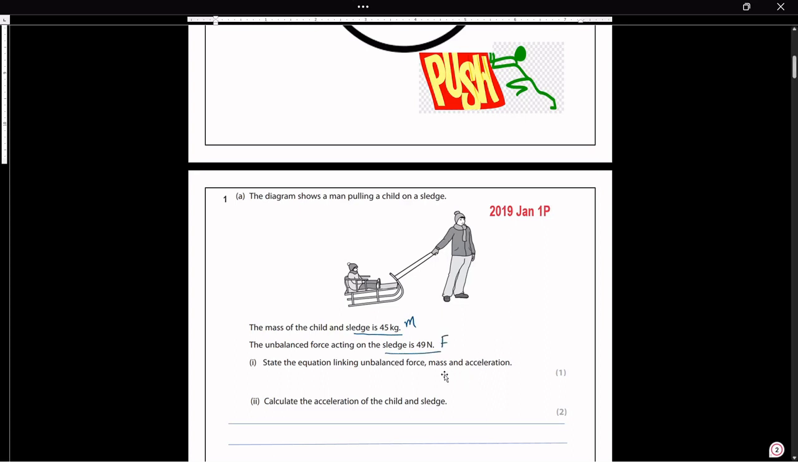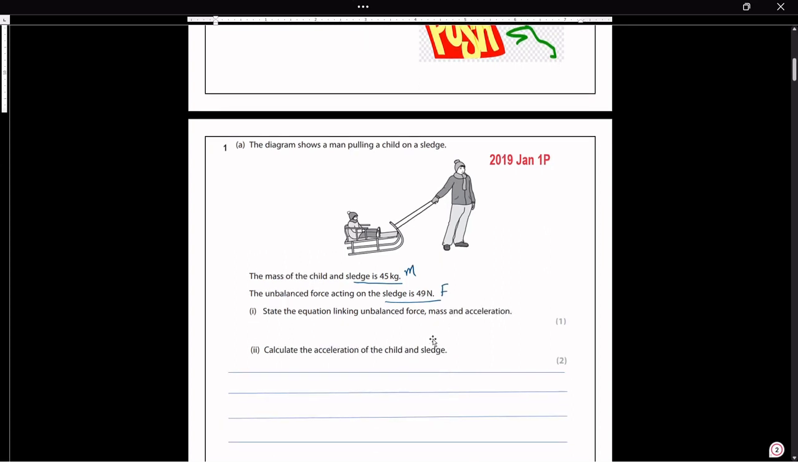State the equation linking unbalanced force, mass and acceleration. In fact, you get this type of equations, some set of equations, in the data sheet. So here, the relation between unbalanced force, so let us write down the answer, unbalanced force. This is what Newton's second law says. Force is the product of mass and acceleration. Unbalanced force is the product of mass and acceleration.